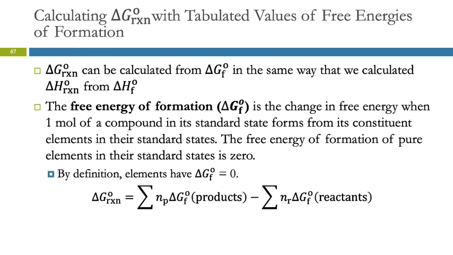We can calculate delta G from free energy of formation. The free energy of formation is the change in free energy when 1 mole of a compound in its standard state forms from its constituent elements in their standard states. Free energy of formation of pure elements in their standard states is 0. So delta G behaves a lot like delta H. They have the same sign conventions, and elements in their standard states are 0.